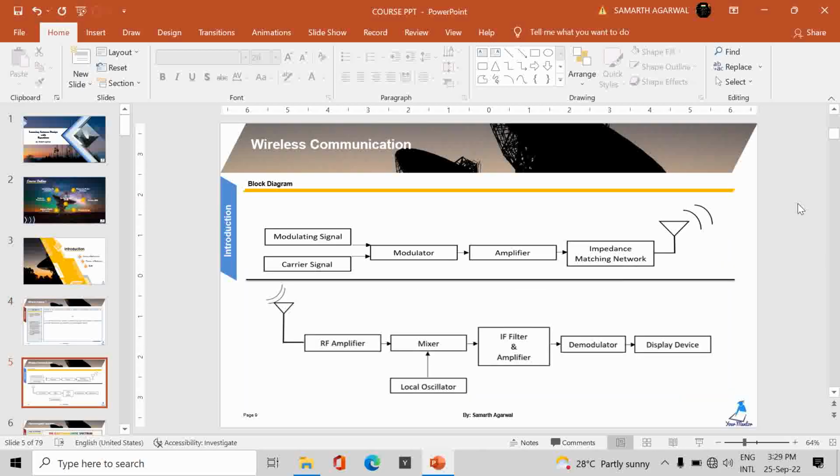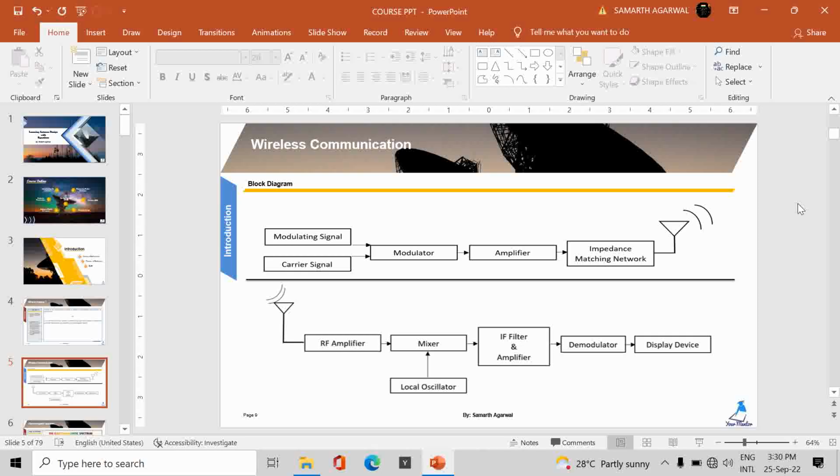So this is the block diagram for wireless communication. In the first image, I have created a rough diagram for the transmitter, and in the second block diagram, I have created the receiver wireless communication block diagram. As we know, the message, the information we are sending, is nothing but a low frequency signal. So that's why we call it a modulating signal.